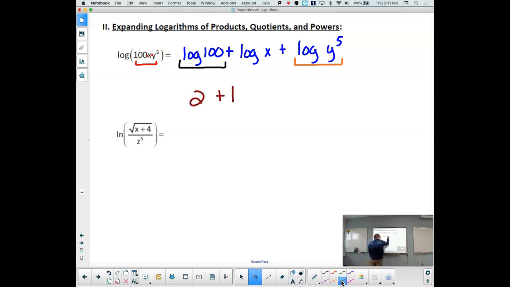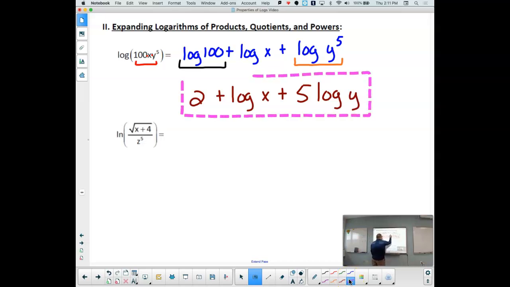Then log of x just stays log of x. And this one becomes 5 log of y. And that would be our final expanded statement.